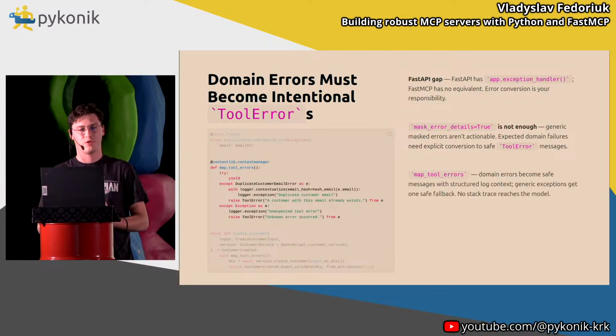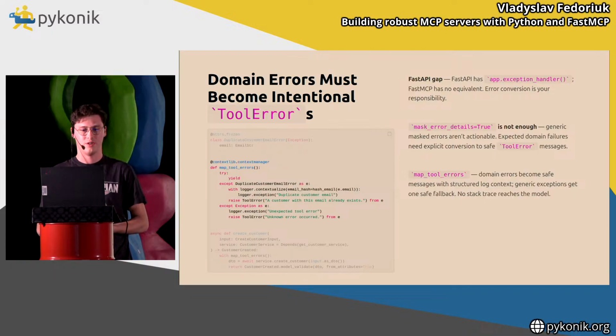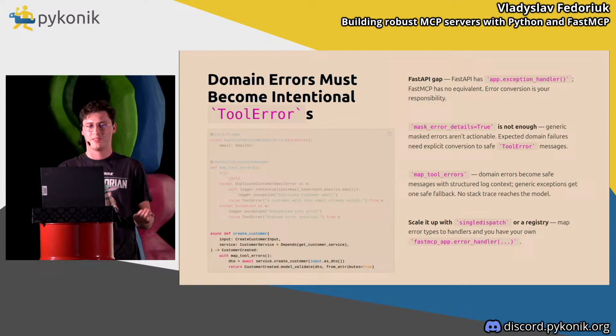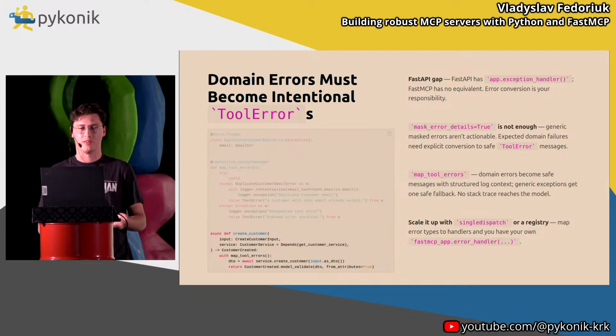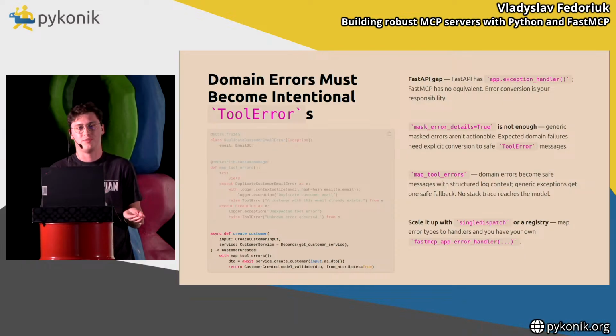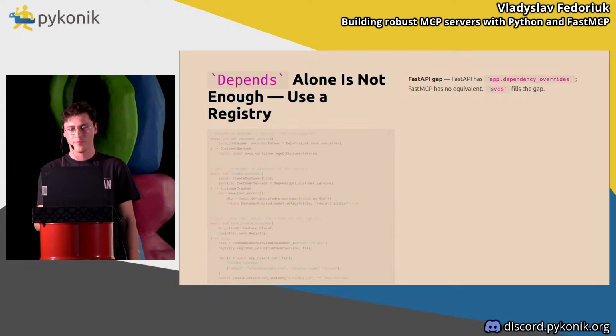And that's where you can use, for example, a context manager in order to define an error handling boundary and to map those domain errors explicitly into specific tool error messages. And if you have a lot of these errors, and I believe at some point you just would, you could scale it up with, for example, single dispatch from the standard library, or by defining some sort of registry in order to keep handlers per error type. Basically, you would need to implement your own FastMCP app error handler, but it's not that difficult.